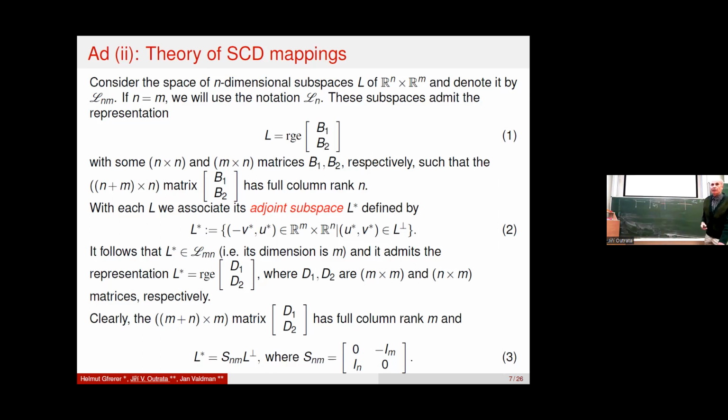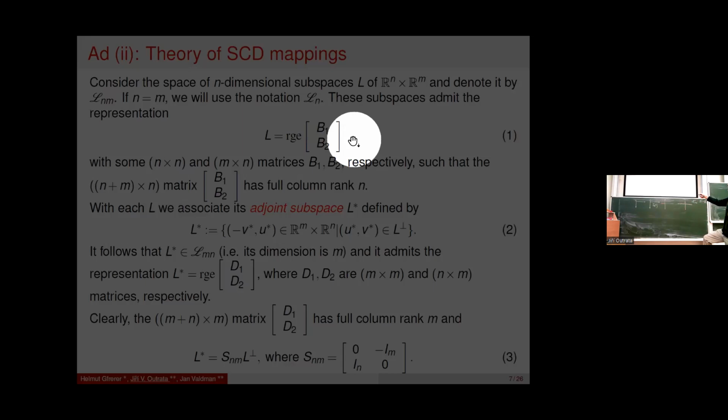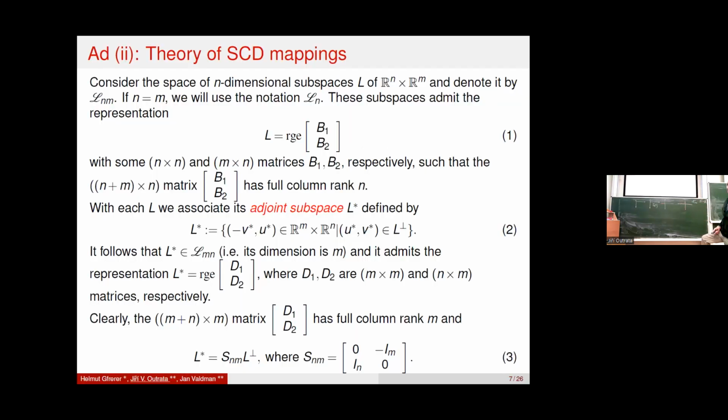And of course, such subspaces can be represented in a convenient way. One possibility which we used extensively is this one with the range of a matrix which is composed from these matrices B1 and B2. They have these dimensions, n times n and m times n, and this whole matrix has to have full column rank, which is n, in order to ensure our requirement that we consider only subspaces L which are n dimensional.